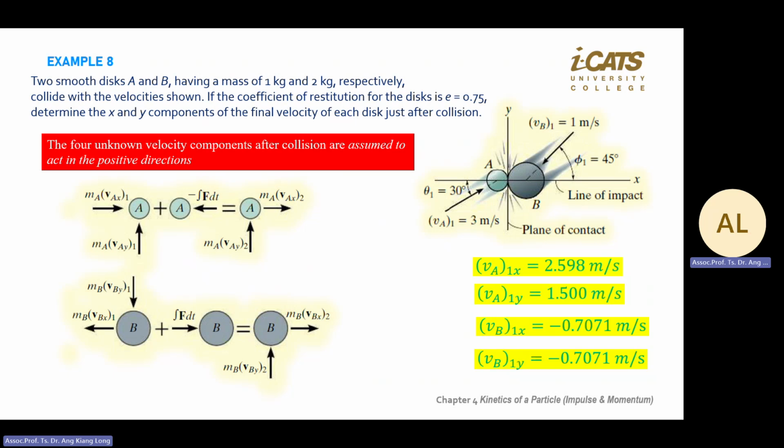Okay, so when you hit, A feels something from that direction, that's why it's like this direction. We don't know yet, but we assume. We don't know where it goes, but we assume it goes to this direction first. We assume first. We don't know the angle first.